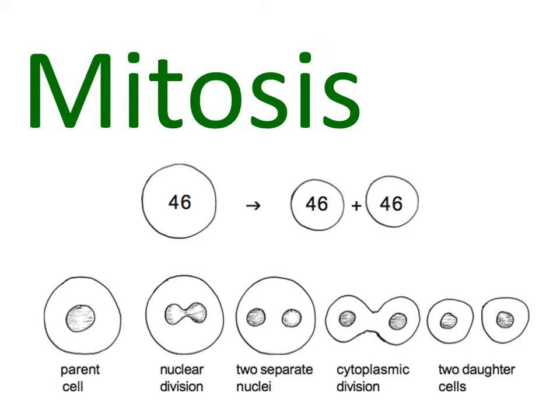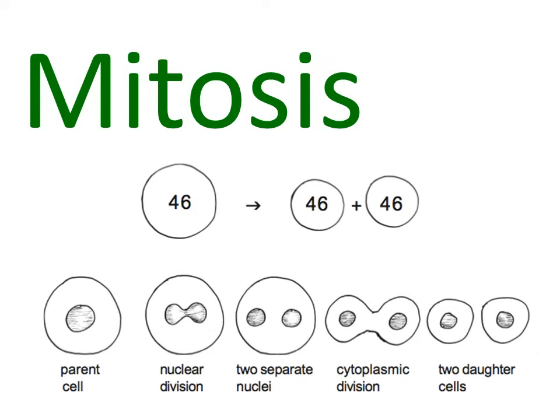So you start off with 46 chromosomes. Each chromosome makes a copy of itself. So we've now got two sets of 46 chromosomes. And one set of 46 chromosomes migrates to each pole of the cell. And this parent cell then divides into two daughter cells, which are going to each contain 46 chromosomes.